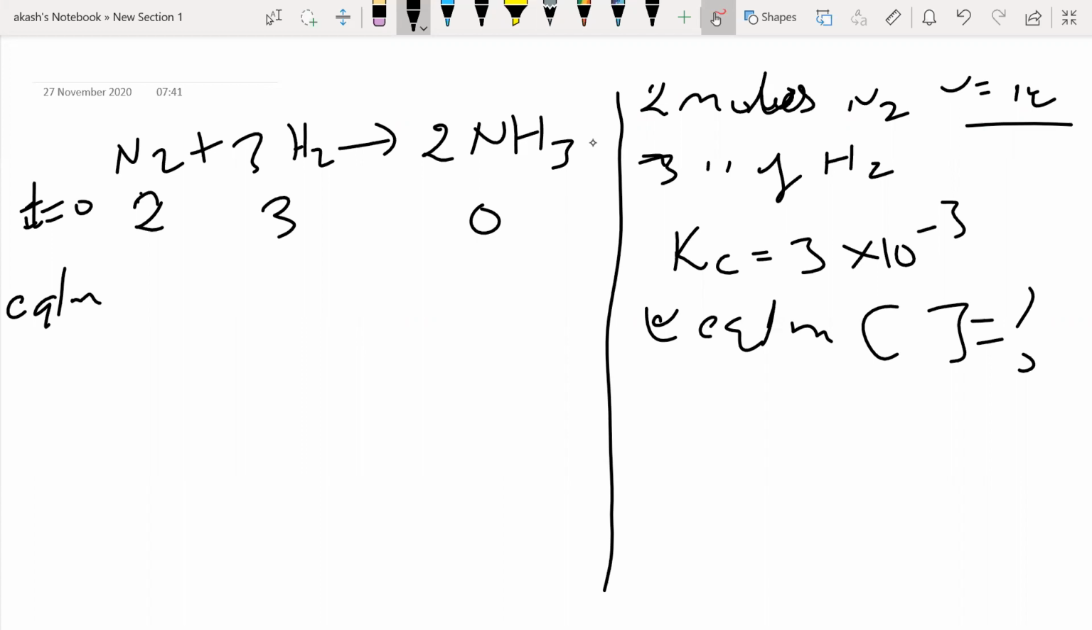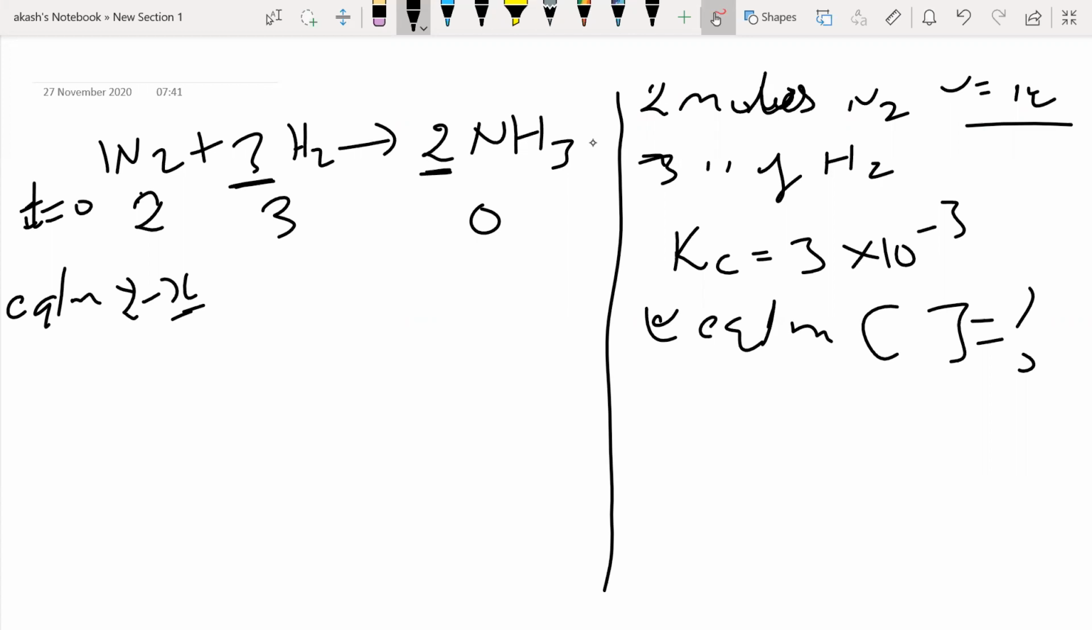Assume that some X moles of N2 is reacting. You can assume anything actually. So what will I write here? 2 minus X. Absolutely true. Now what should be for H2? 3 minus X? No, we should not do that. Now that you have fixed X moles of N2 reacting, look at the stoichiometry. For 1 mole of N2 reacting, I require 3 moles of H2 and I form 2 moles of ammonia.